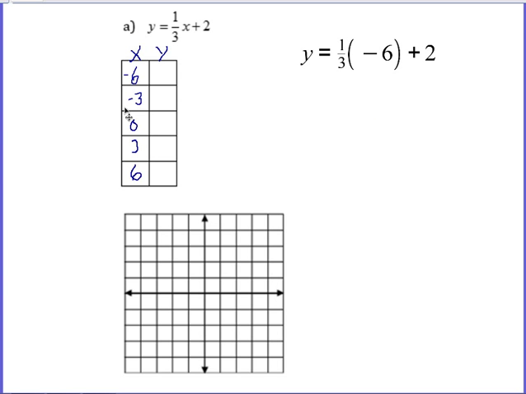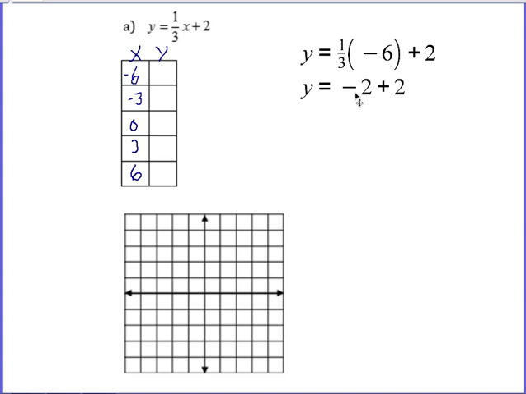So what we're going to do is take each of these x values and plug them into the equation and then simplify. So the first one is negative 6. If I plug negative 6 in place of x, I'm going to multiply 1/3 times negative 6, and that gives me negative 2.